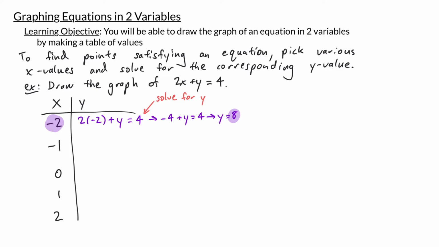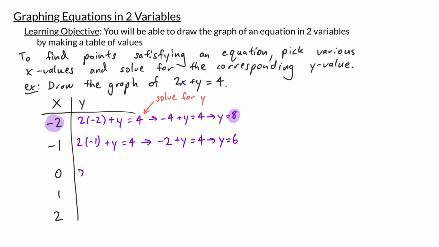Our next x value is x equals -1. So we'll take -1, plug it into our equation to get 2 times -1 plus y equals 4. Again, we'll solve for y to find the corresponding y value. So simplifying the left-hand side, we get -2 plus y equals 4. Then adding 2 to both sides, we get y equals 6. So this tells us that the point -1, 6 is another point on the graph.